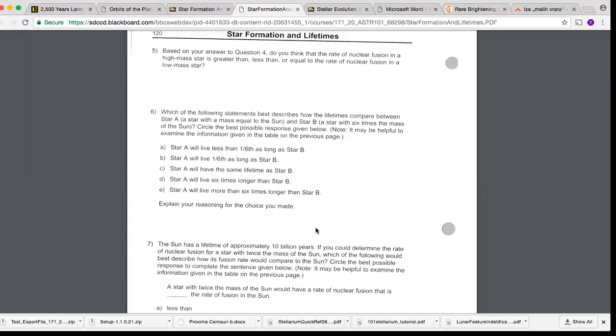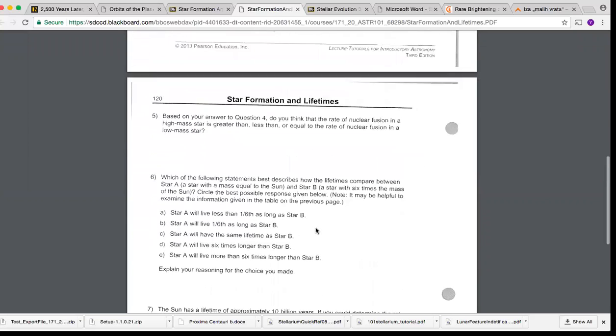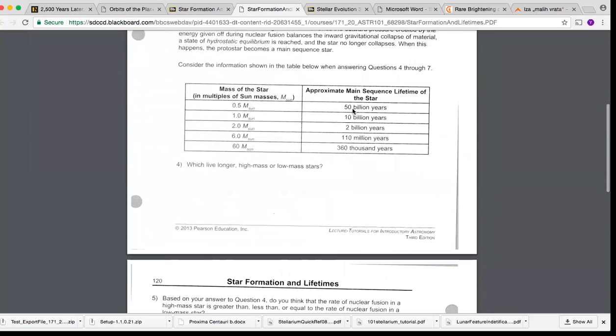Because it's 6 times smaller than B, it will have a longer life. I agree with you, but then take a look at the table, okay? So let's compare just the sun and 2 solar masses. So 1 solar mass and 2 solar masses. If you are correct with this question number 6, that means that the sun will live 2 times longer than this star that has 2 times the solar mass. Is that correct?